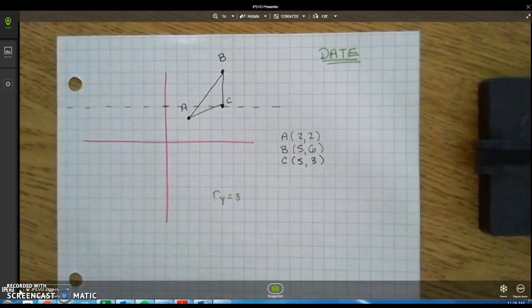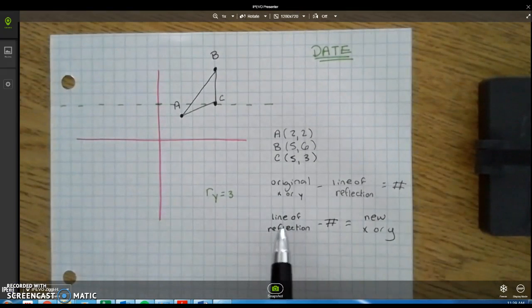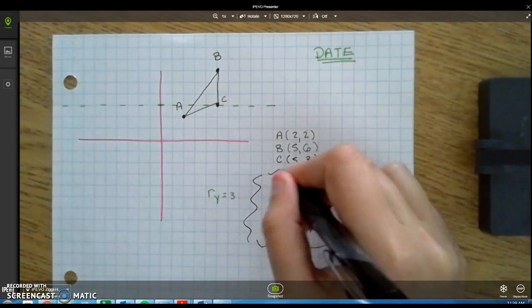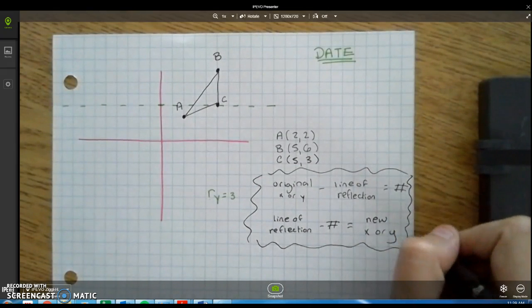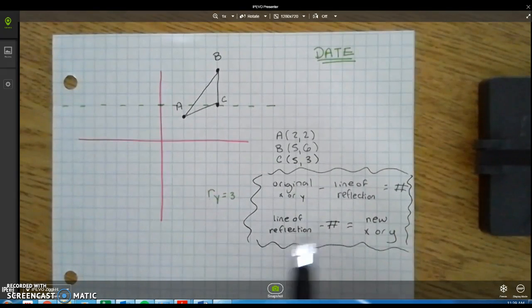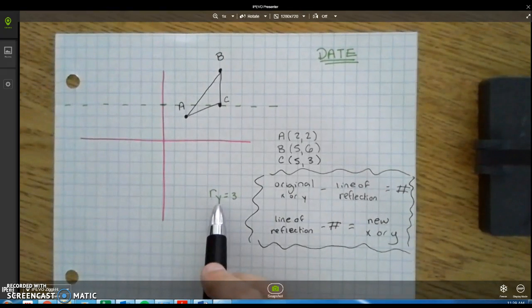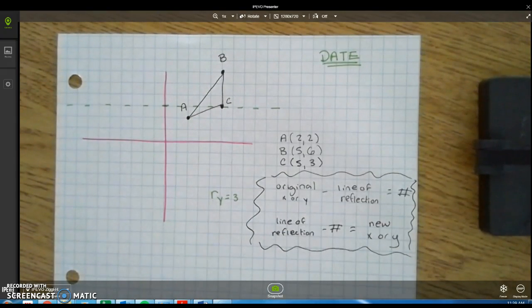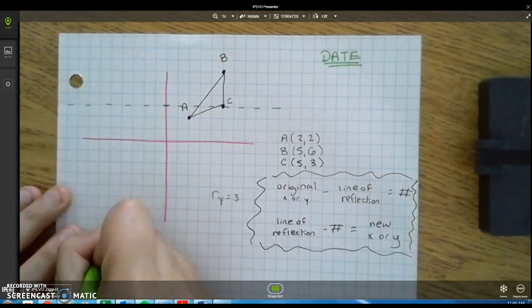If you remember from last time, there are quite a few pieces to the reflection across a number rule. As you can see, I added the rule right here. My original x or y minus my line of reflection gives me some number. Then I go the opposite direction, that same distance. So I subtract that number from my line of reflection, and that gives me my new x or new y. Since I'm reflecting across y equals 3, I'm going to change my y value, but my x value will stay constant. So I'm going to go ahead and write those in.